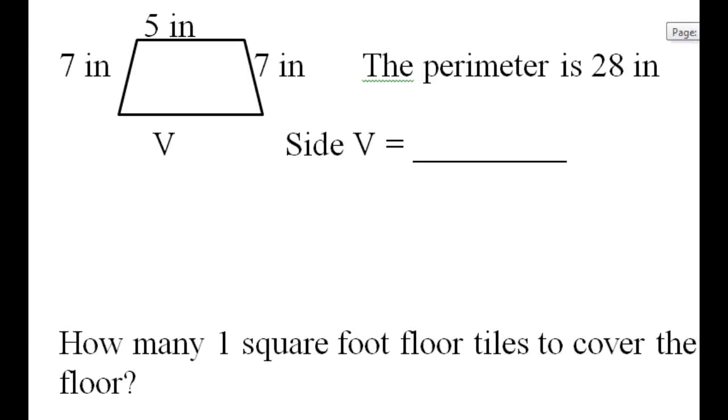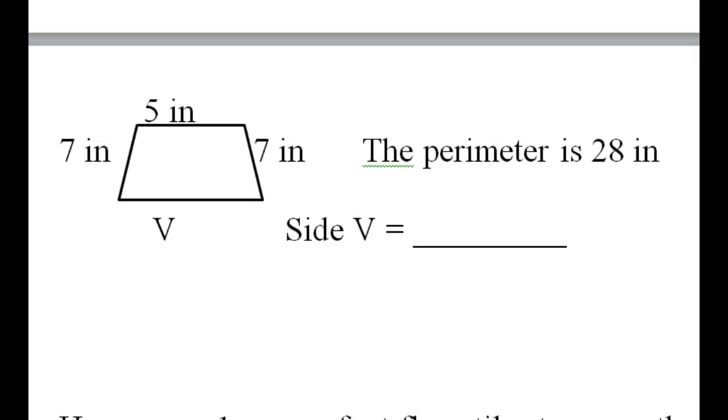Moving on. Almost the same exact kind of problem, except this time I started with the trapezoid, but it really doesn't matter because perimeter is the distance all the way around. So if I add 7 and 7, I'm at 14, plus 5 is 19 out of 28. That leaves me 9 inches left for V.